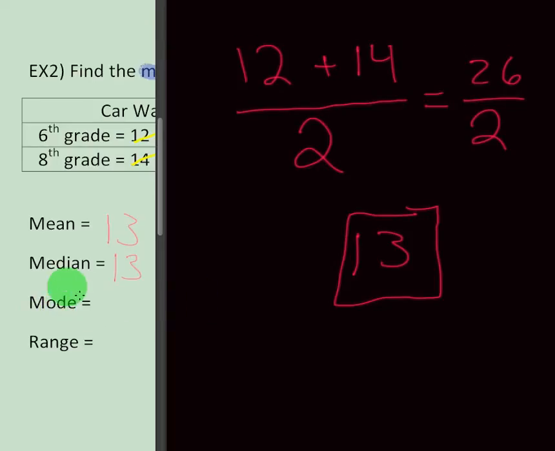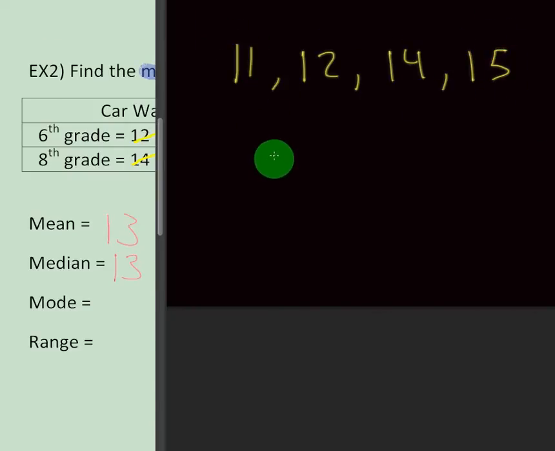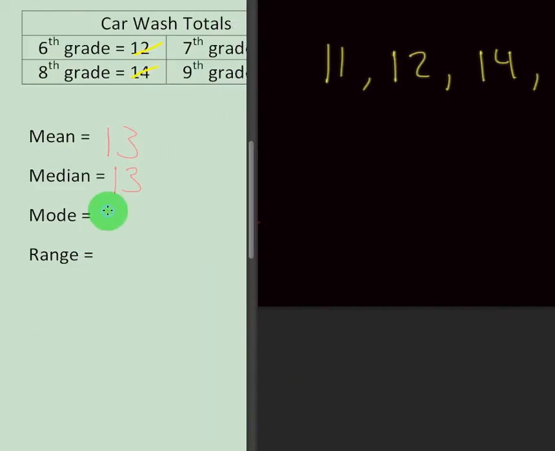Let's go on and look at our mode. We had 11, followed by 12, 14, and 15. The mode is the number that occurs the most often. Is there a number in this list that occurs more than once? No. No mode. Cool.